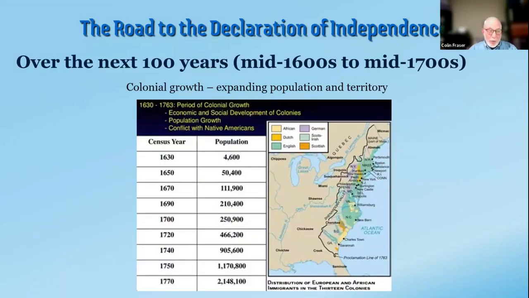From a population standpoint, in 1630, we had 4,600 residents at the very beginning of the colonial period. By the decade of the Declaration of Independence, we had 2.2 million people living in the New World here. So that's a very dramatic growth. The colonies were healthy. They were growing rapidly.